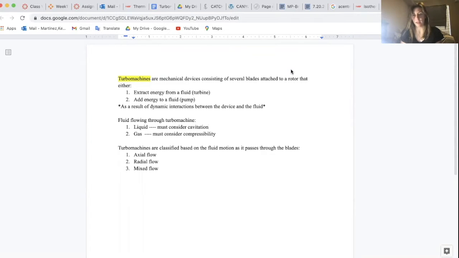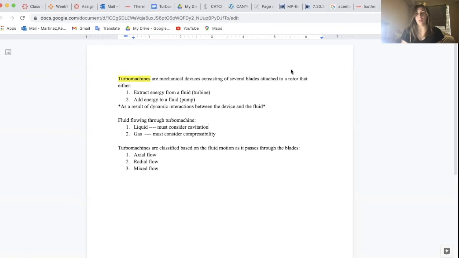Turbomachines, as defined in the textbook, are mechanical devices consisting of several blades attached to a rotor that either extract energy from a fluid, which would be classified as a turbine, or add energy to a fluid, which would be known as a pump. All of this is possible due to the result of dynamic interactions between the device and the fluid. Now, both liquids and gas can flow through a turbomachine, and whether the fluid is a liquid or a gas, the basic operating principles are the same.